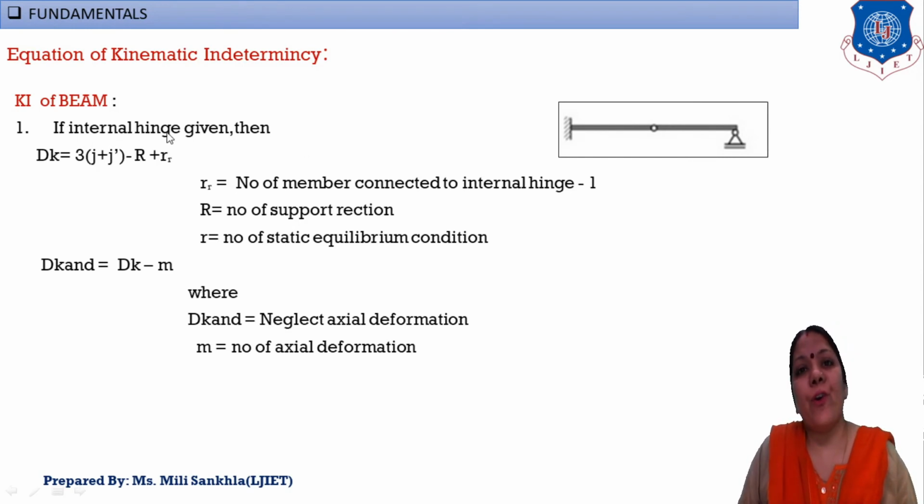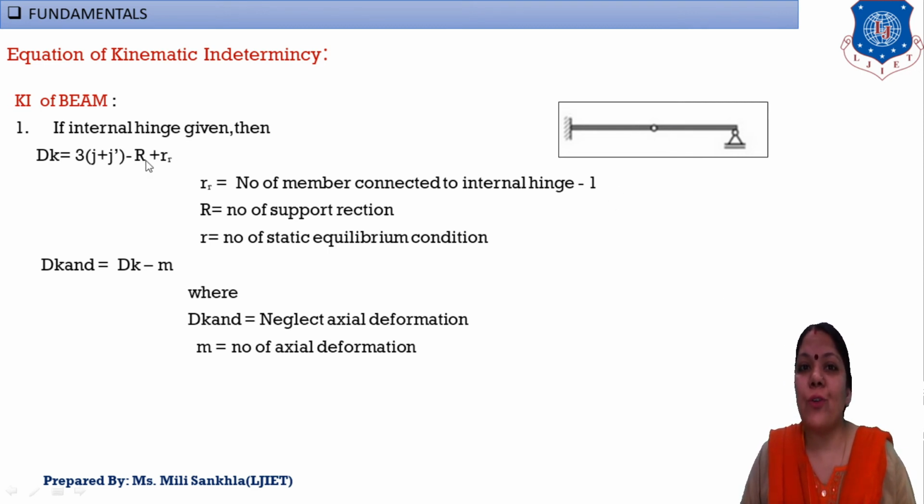Now KI of beam for internal hinge given. For that, here I take another figure of a propped cantilever beam, and in this figure this is the internal hinge. Now what is the equation of KI when an internal hinge is given in a beam? dk is equal to 3j plus j dash minus r plus rr, where rr is equal to number of members connected to the internal hinge minus 1. Here 2 members are connected, so 2 minus 1.